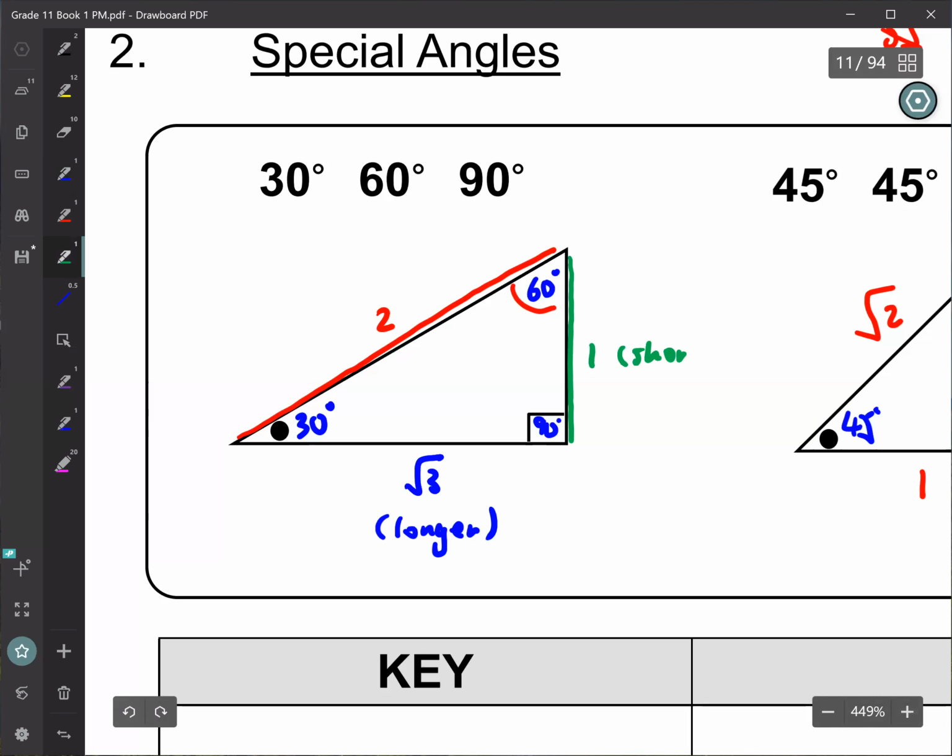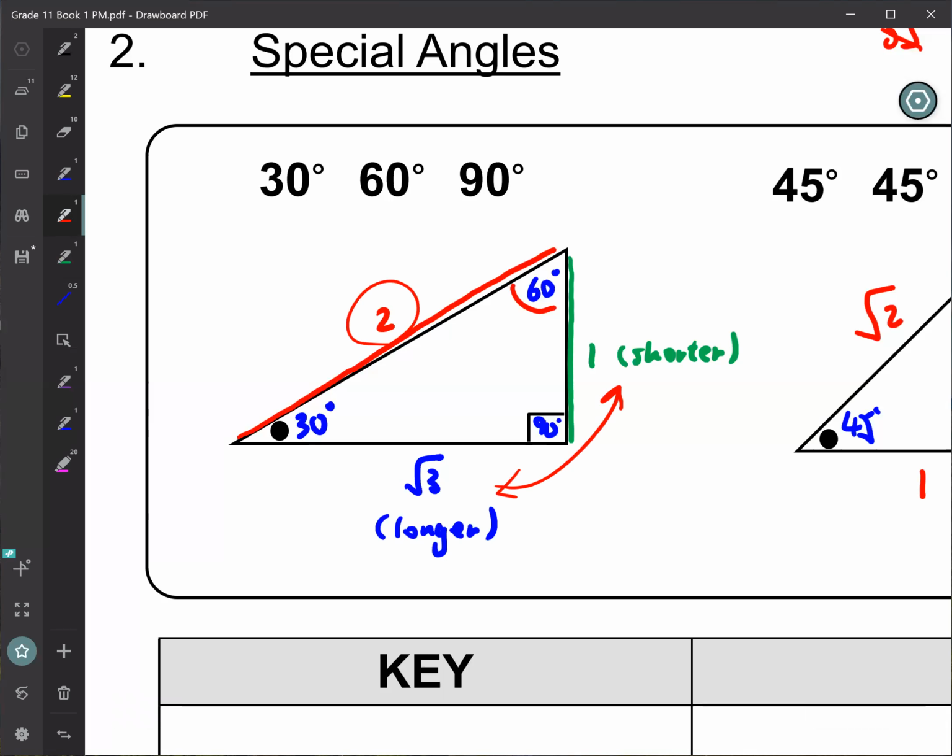Okay, so why do I bother saying that, right? Why do I care who's longer, who's shorter? Because the 2 is easy to remember. Okay, 2, no trouble placing it, right? 2 is always the slanted one. But then a lot of mistakes happen when you swap these two sides, right? You might put a 1 at the wrong place, okay? Then that will affect your answer.